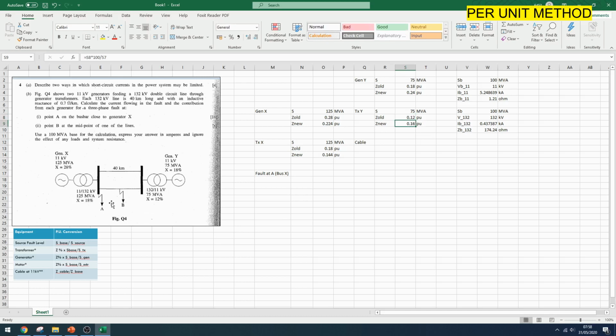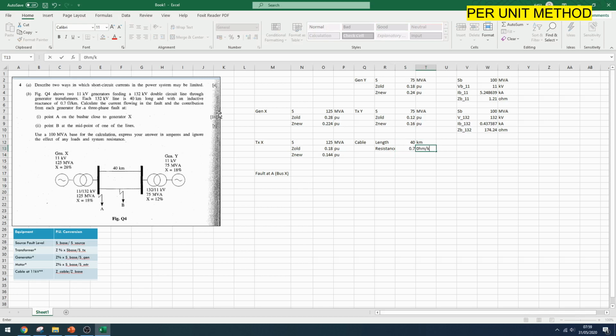So for cable, so cable is located at 132 kV side. So cable we have, it's a 40 kilometer length cable. So the resistance is how much per kilometer? 0.7 ohm per kilometer.